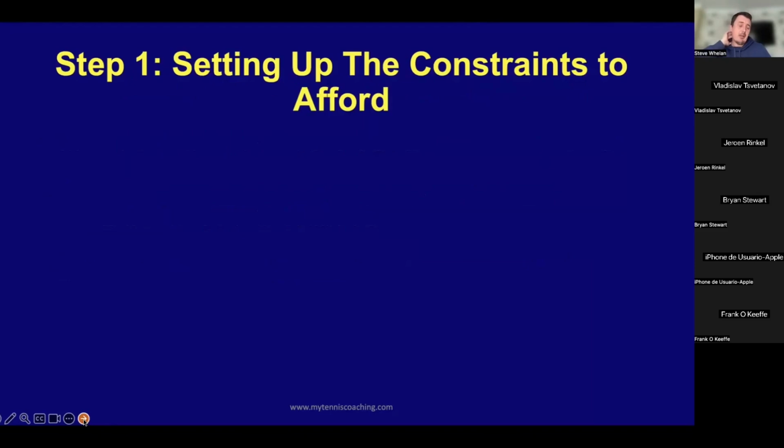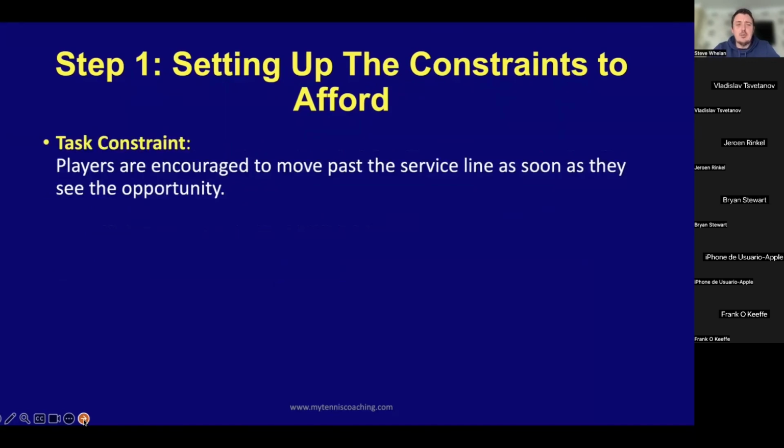So the first thing I think about is, what constraints do I need to set up? I've got my theme. I want him to come forward. I want him to build confidence. So what constraints can I set up for the player to help him develop that, help him understand that, help him go after that? The first one is a task constraint.